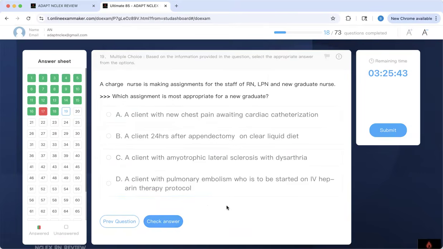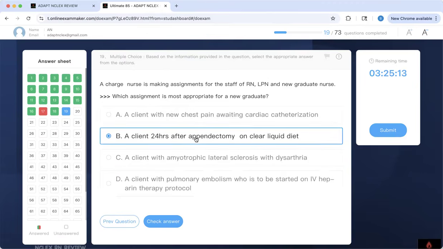A charge nurse is making an assignment for a staff of an RN, LPN, and new graduate nurse. Which assignment is most appropriate for a new graduate? Give them somebody who is stable. A client with a new chest pain and waiting what? Cardiac catheterization. A client 24 hours after appendectomy on clear liquid diet. A client with amyotrophic lateral sclerosis with dysarthria and pulmonary embolism who started IV heparin therapy protocol. What do you think? Who is stable for the new graduate?